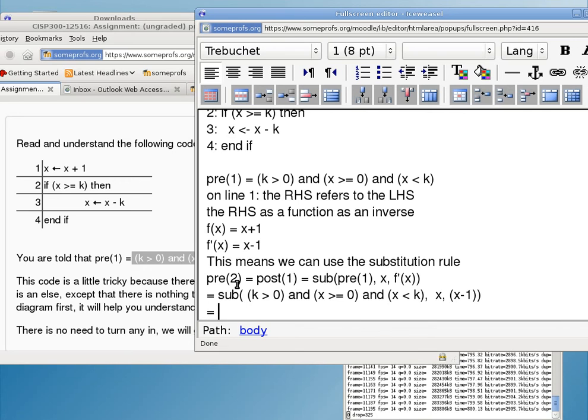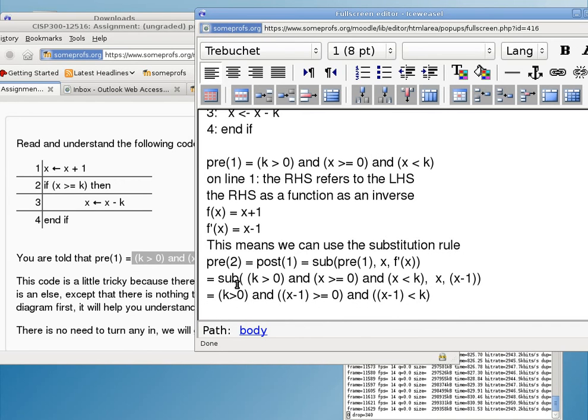The next step would actually perform the substitution. x is greater than 0 is fine. It does not mention x. x is greater than or equal to 0 does mention x. So in that case, I have to substitute x with x minus 1 and say that whole thing is greater than or equal to 0. x is less than k also mentions x. So this time I also have to say x minus 1 is less than k. Are we okay so far? Okay. So that gives me post-1 or pre-2.